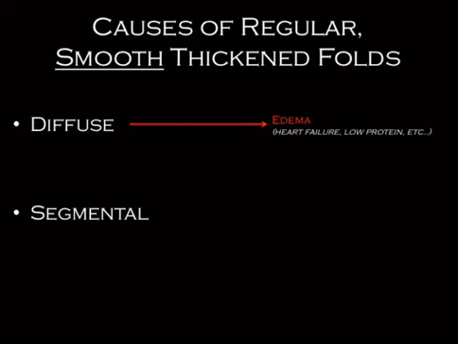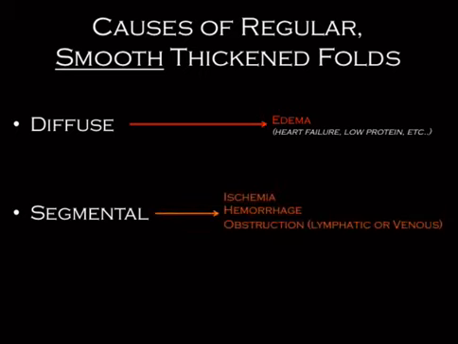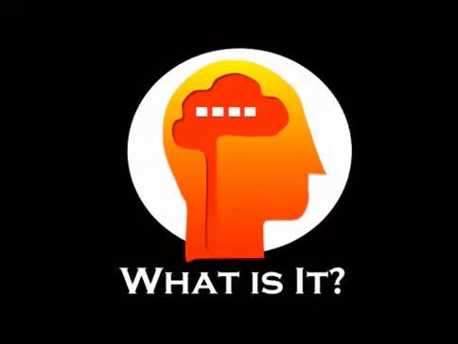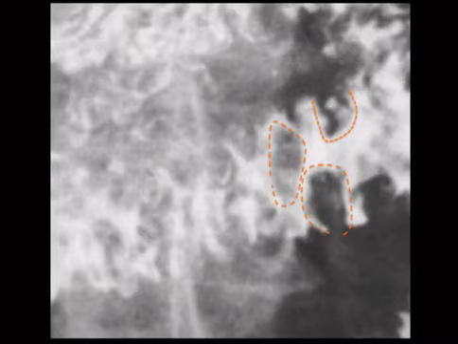And then if you've got just a segment of the bowel that's got smooth, thickened folds, you're going to think about something that would affect just that segment. Ischemia, like watershed areas, hemorrhage, or venous or lymphatic obstruction is going to be more of a focal process, or under a certain vascular distribution. If everything's swollen, that's more like a systemic problem. So what about this guy? This is an example of nodular thickening, and you can see that that looks different also.